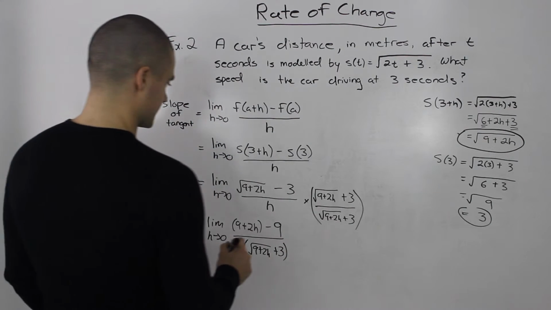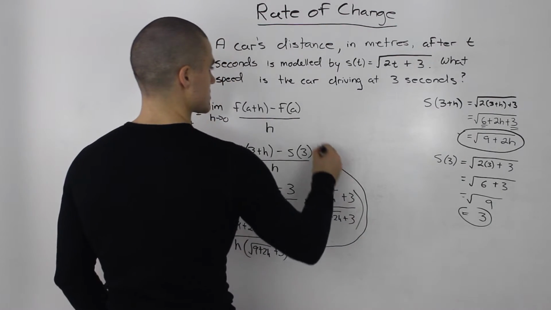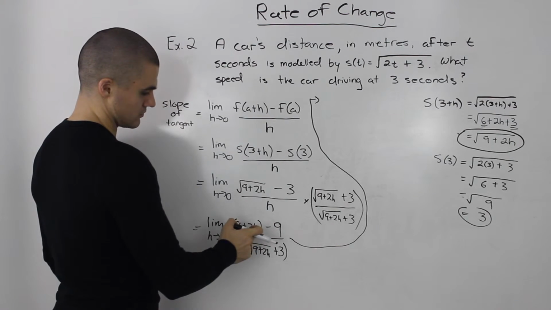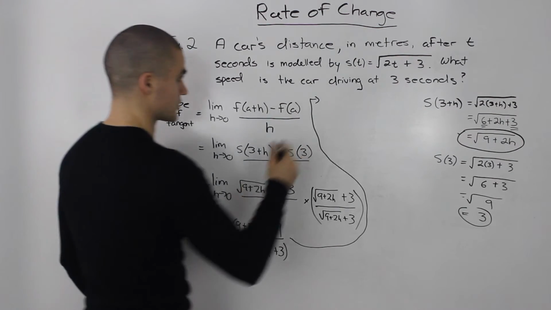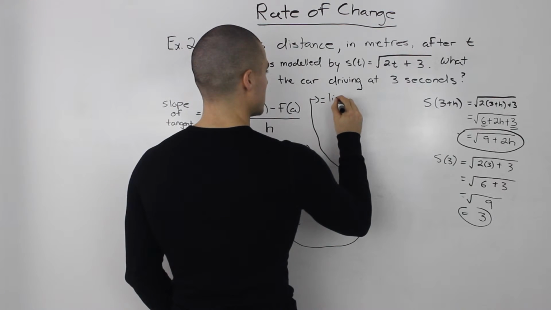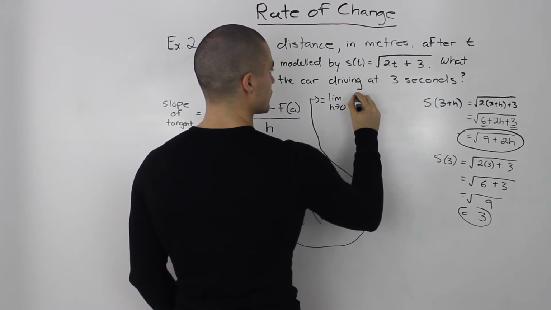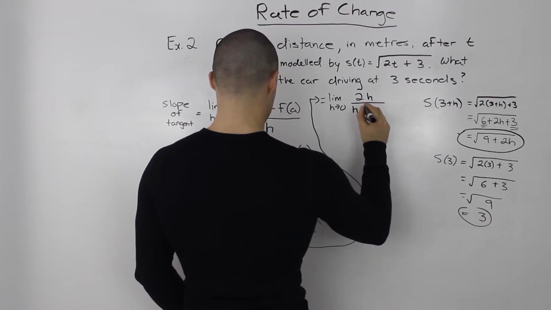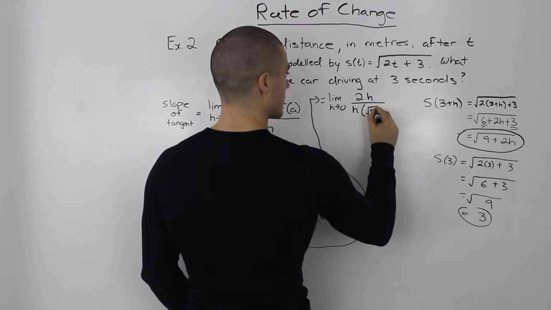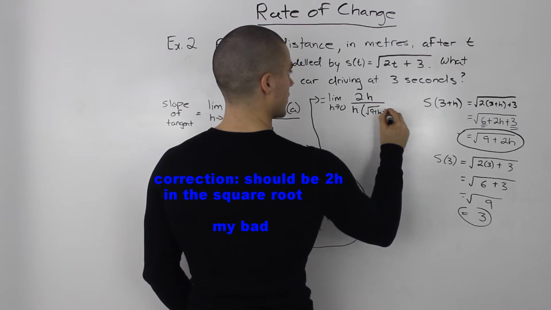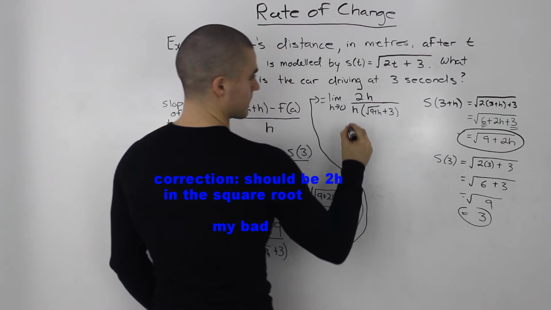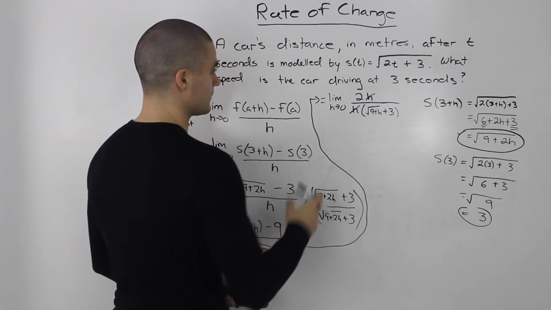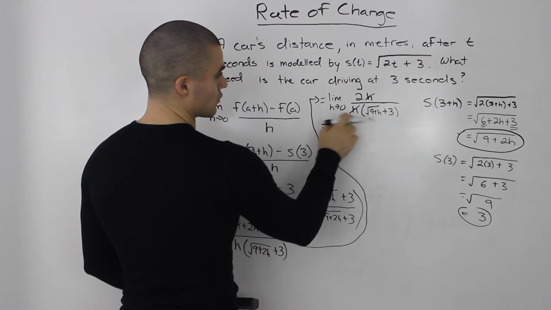Okay, so let's continue this question here. So notice how in the numerator the 9's will cancel out and we'll just be left with a 2h in the numerator. So let's rewrite this. So limit as h goes to 0 of 2h over h bracket the square root of 9 plus 2h plus 3. Okay, the h's cancel out, which we want, that's our goal. And now we could plug in 0 for h.